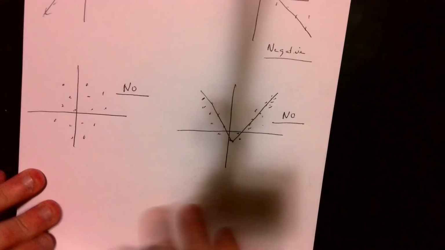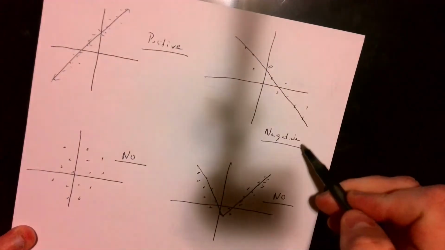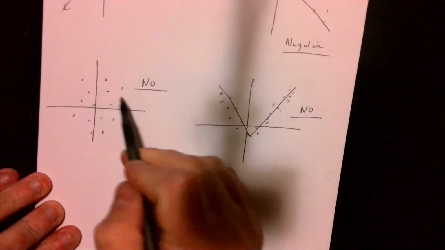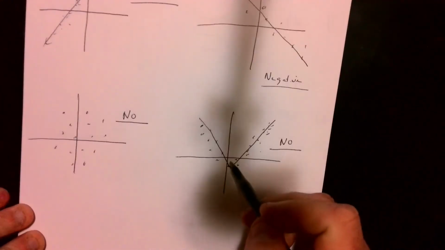Okay, sorry about the pause. So positive correlation going up, negative correlation going down, no correlation here. Okay, so a lot of questions on that you're going to see in your assignment.